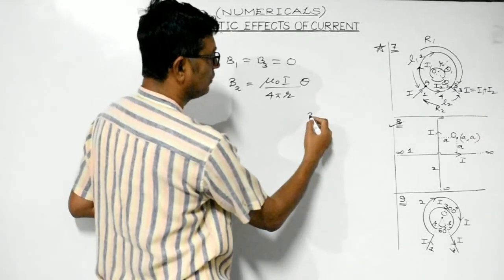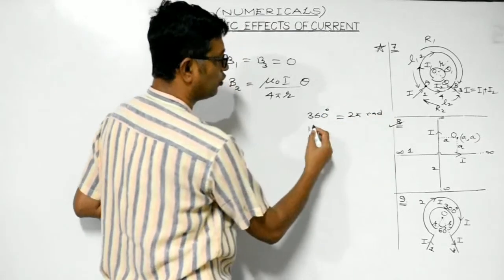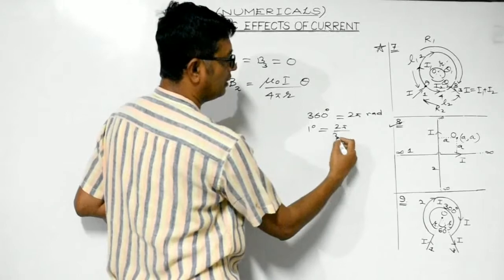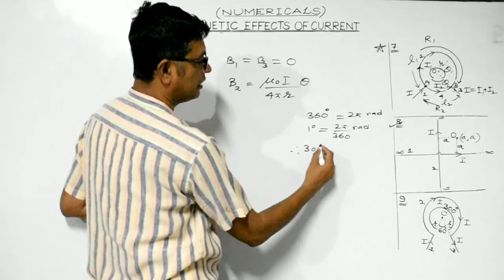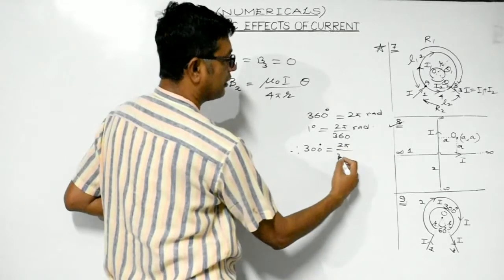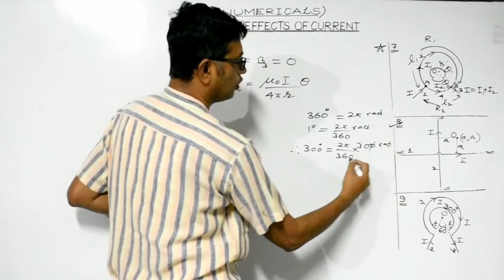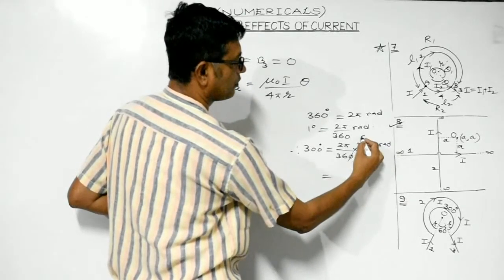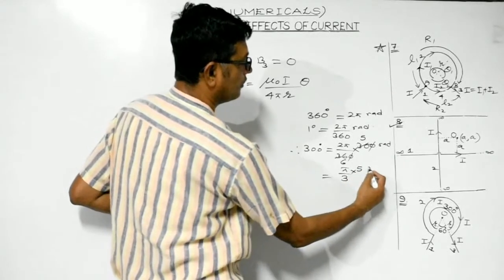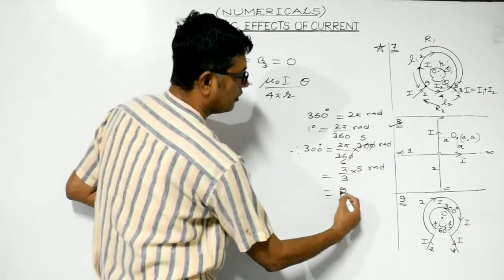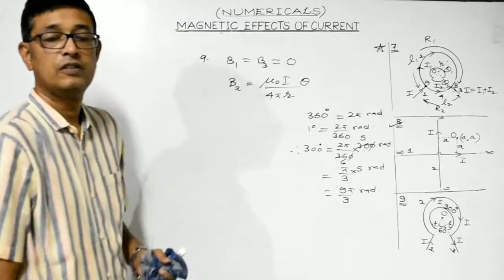So as I told you, 360 degree is equal to 2 pi radian. So 1 degree will be equal to 2 pi by 360 radian. Therefore, 300 degrees will be equal to 2 pi divided by 360 into 300 radian. So it will give us pi by 3 into 5 radian, that is 5 pi by 3 radian. Clear, students?